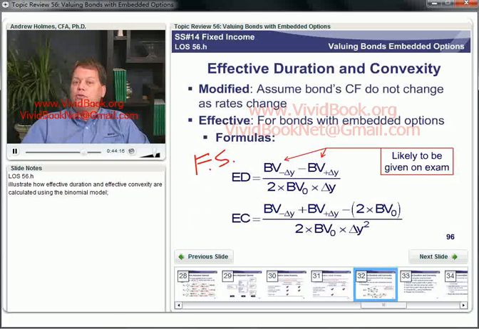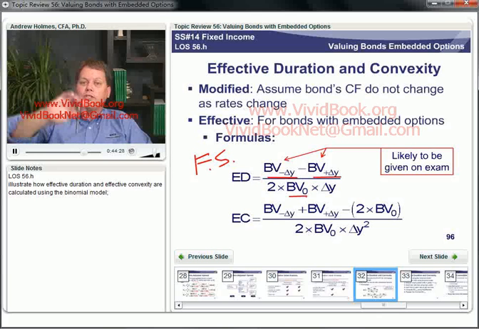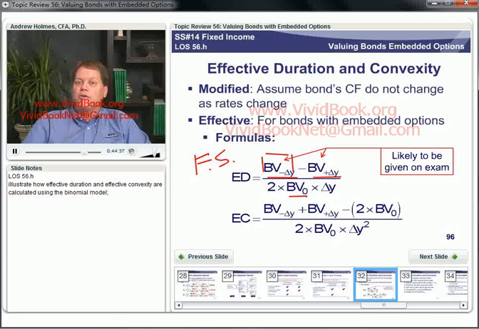So effective duration, this is the value of the bond if we shock interest rates down. This is the value of the bond if we shock interest rates up. So we start with the bond value today, whatever that is, BV0, and we say, look, if interest rates go down by 50 basis points, the value is going to go up to here, BV sub minus. And if we shock interest rates up by 50 basis points, the value is going to go down to BV sub plus. Interest rates go up, the value of the bond's going down.